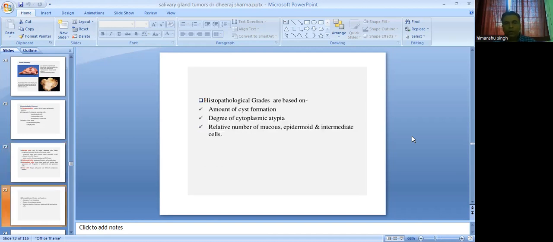The histopathology grades are usually given on the basis of the amount of cyst formation, the degree of cytologic atypia, and the relative number of mucous, epidermoid, and intermediate cells.